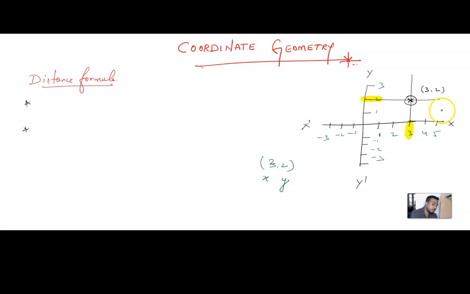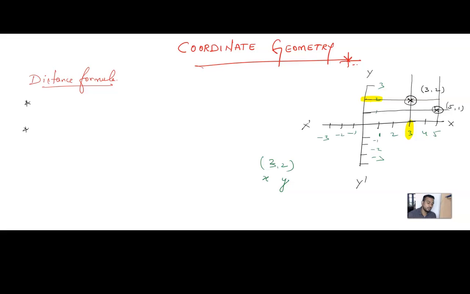And suppose we get one more coordinate here. That is called 5, 1. If we see this plot, this is 5 and this is 1. So this is the coordinate 5, 1.